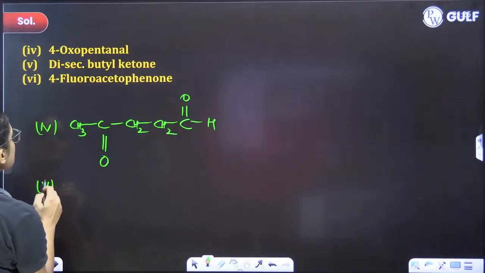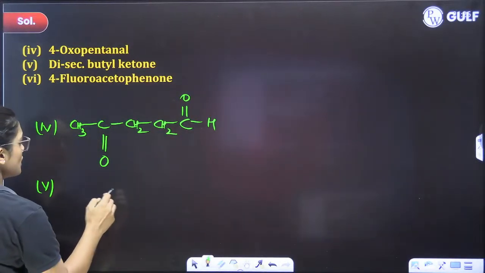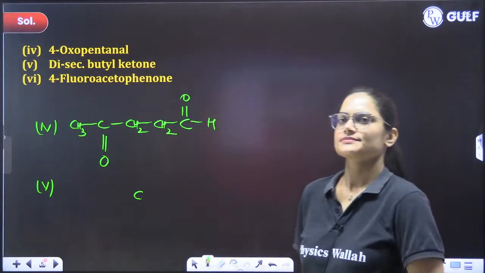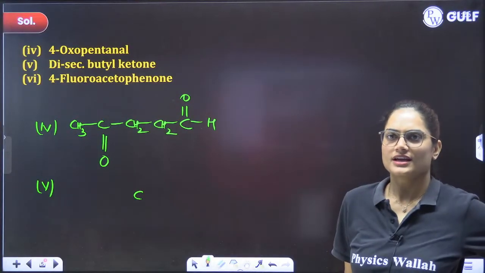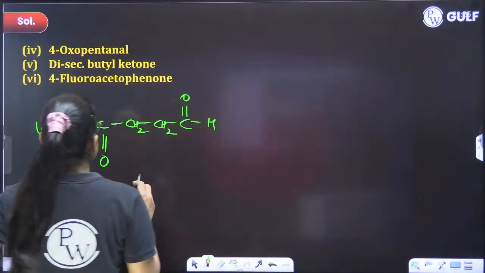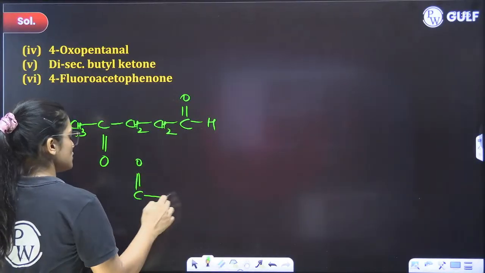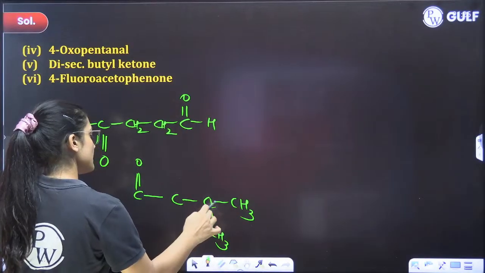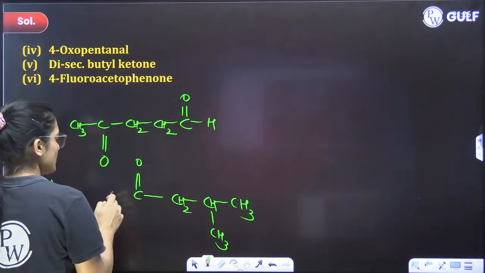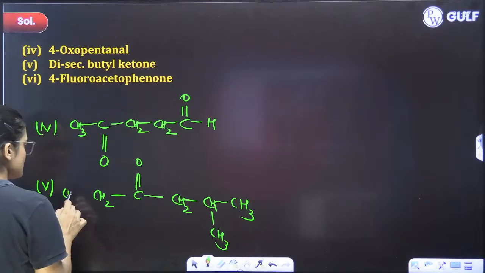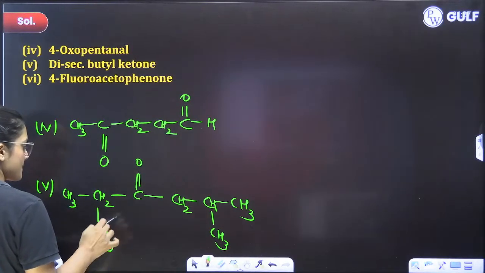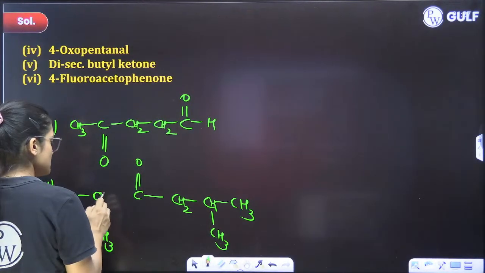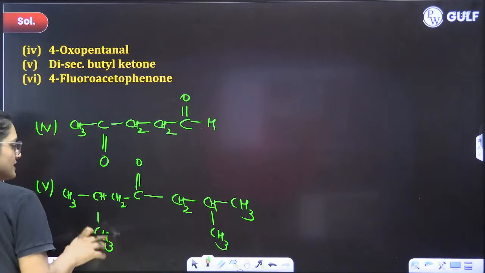Next we have the fifth one, disecondary butyl ketone. So is this a common name or IUPAC name? Disecondary butyl ketone. It is again a common name. So you have 2 times secondary butyl and it is a ketone. So secondary butyl is this one, CH3 here, CH3 here, H2. Secondary butyl, CH2, CH3 and CH3. Then here one more CH2. This is disecondary butyl ketone.